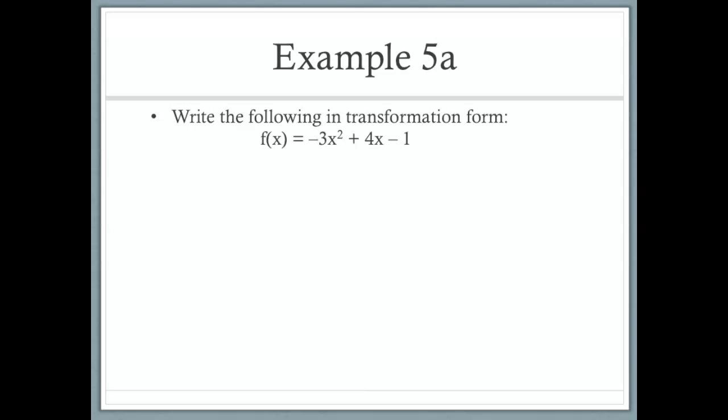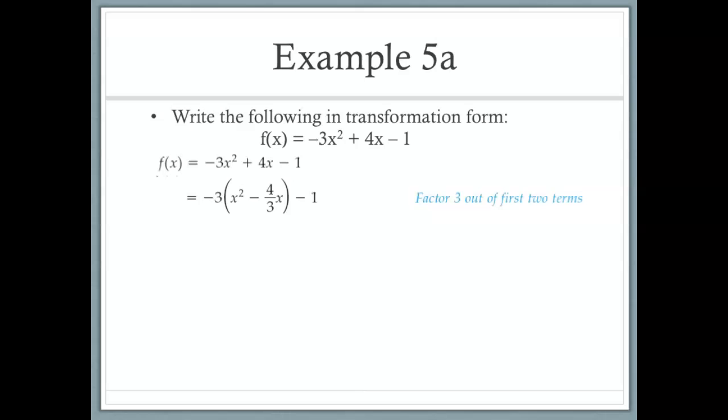So let's start with factoring out the leading coefficient. Now we're only going to factor the negative 3 from the first two terms. So let's do that first. So we have negative 3, parentheses, x squared minus 4/3 x, close parentheses, minus 1.